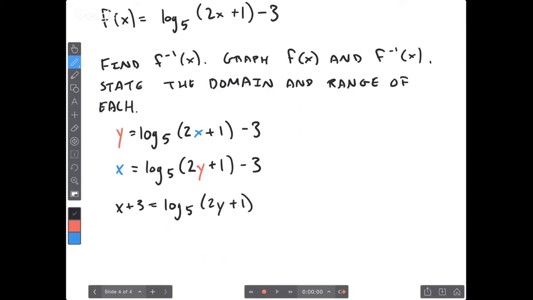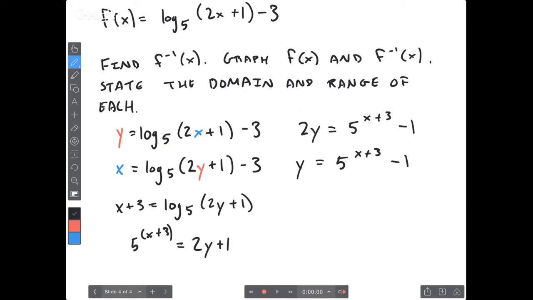Now that I've isolated the logarithmic statement, I can say 5 to the x plus 3 power would be equal to 2y plus 1. That means that 2y would be equal to 5 to the x plus 3 power minus 1. And y would equal 5 to the x plus 3 minus 1 all over 2. So that's f inverse.